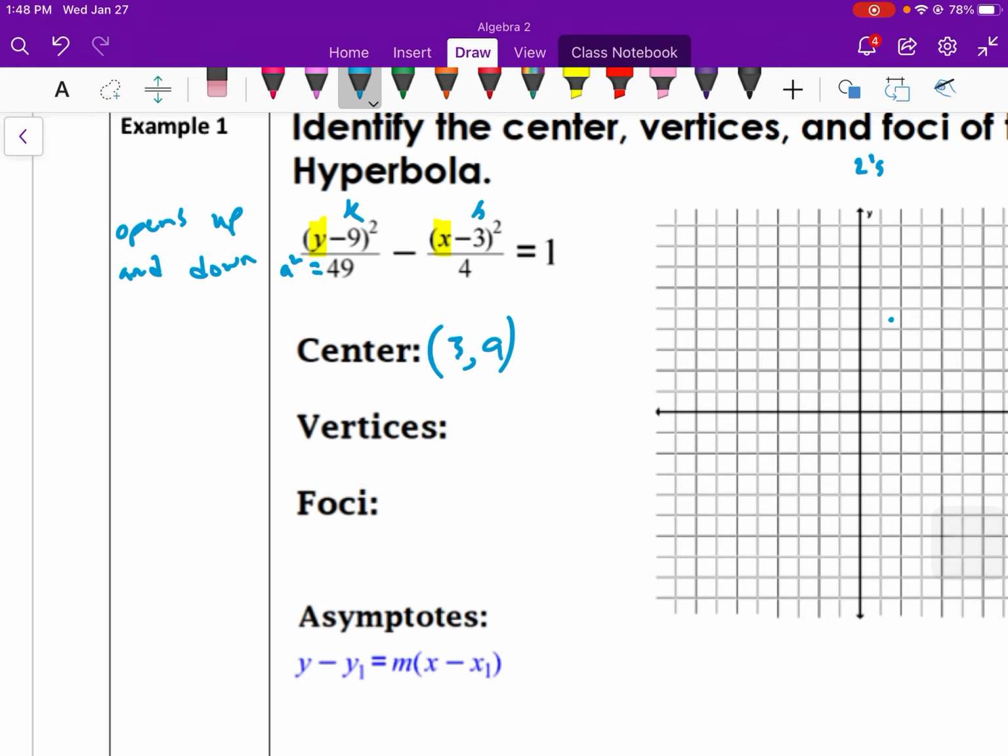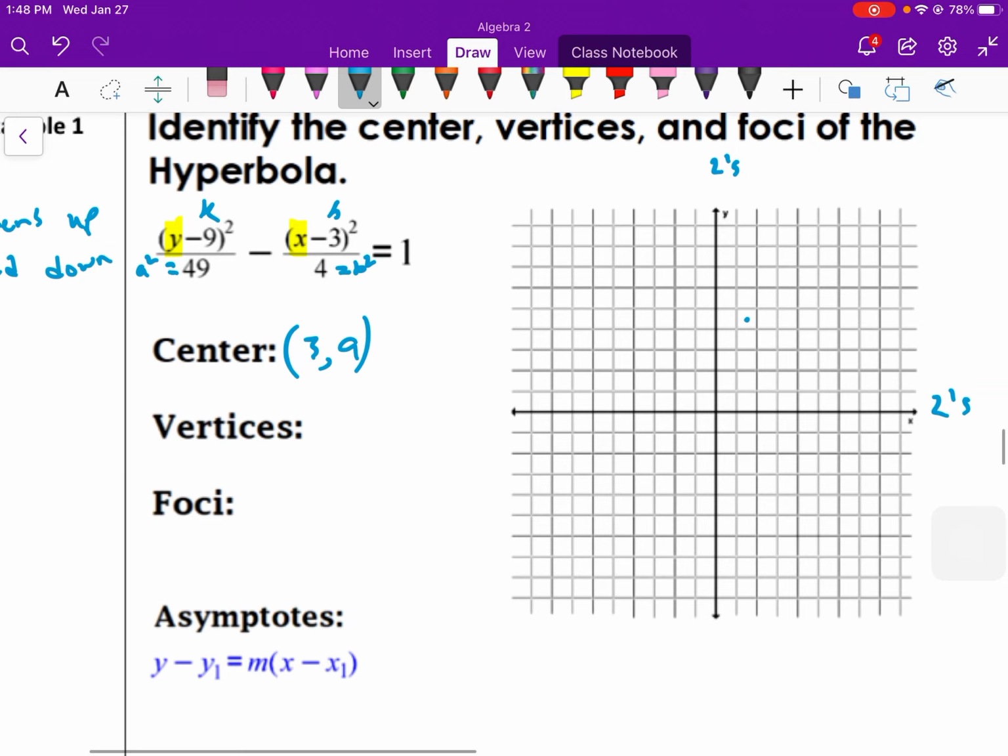Our a value, or a squared, is always first, followed by b squared. Our vertices will shift vertically, so that means our h value is going to remain the same. And then to find our a, we take the square root. So we do 9 plus or minus 7, because our center is at 3, 9. So from 9 units up, you go plus 7 or minus 7. So that's going to be 3, 2, and 3, 16. So 3, 2, and this was 9, so 10, 12, 14, 16.